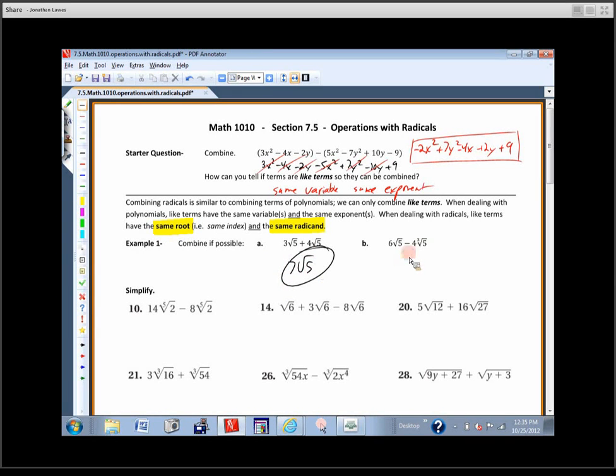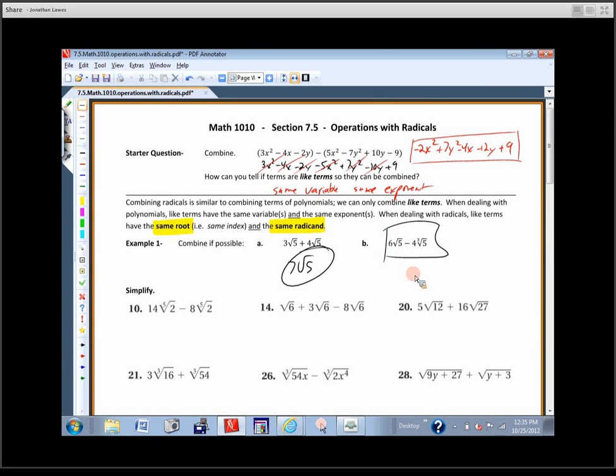Now, if I have a problem like this, 6 radical 5 minus 4 cube root of 5, the radicand is the same, but the root is not the same. Remember, the exponent that represents this one would be to the 1/2 power, and this one would be to the 1/3 power. So those are not like terms. There's nothing you can do with that one. It would have to just stay there.